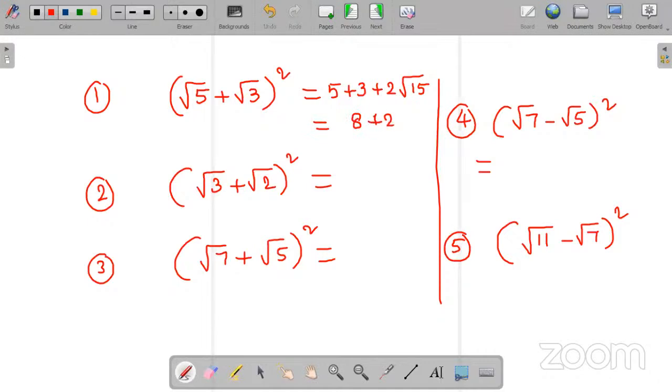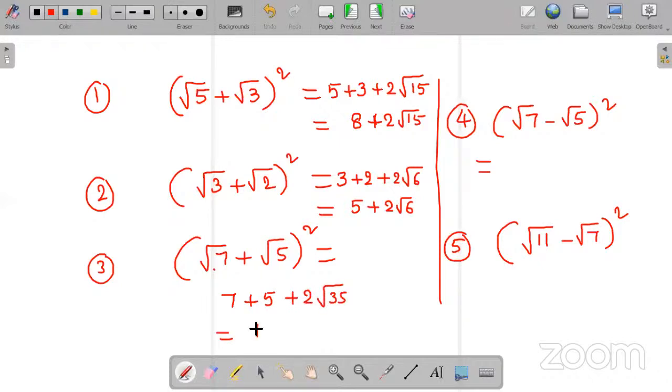You may not actually type in our chat box, so just listen carefully. This one we can write 3 plus 2 plus 2 root of 3 into 2, 6. So answer will be 5 plus 2 root 6 because 3 plus 2 is 5. In the similar pattern, this will be 7 plus 5 plus 2 root of 7 into 5 is 35. So this equals 12 plus 2 root 35.